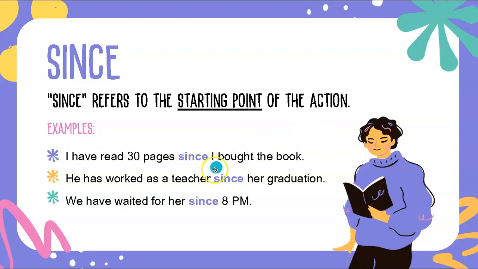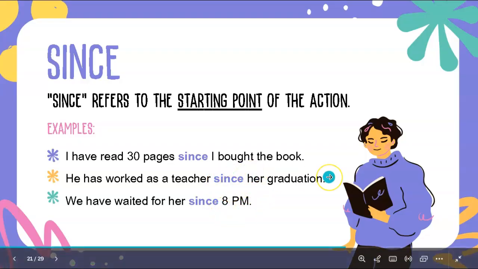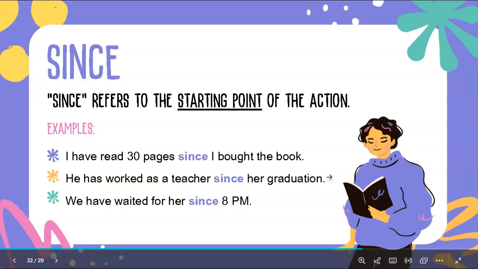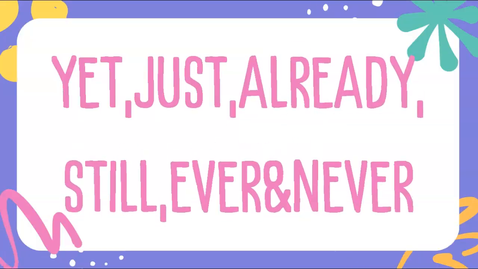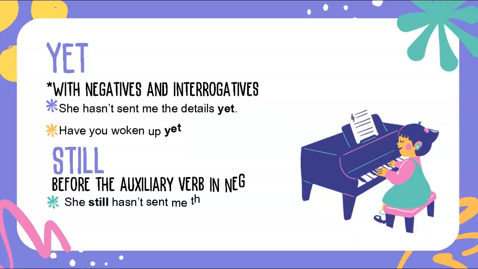For example, here I say, I've read 30 pages since I bought the book. This is a sentence, and we use since. And before the nouns, we can also use since. And before the exact time, we can use since again. And so let's move on with the details. We also have yet, just, already, still, ever, and never with the present perfect tense. And so let's see it together.